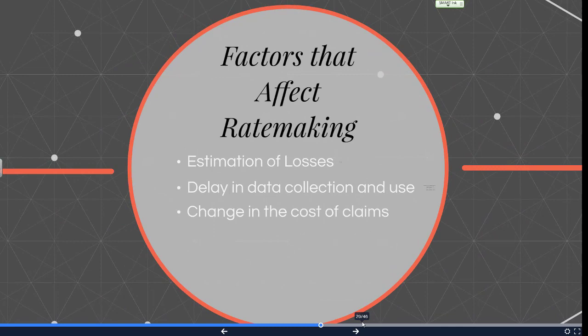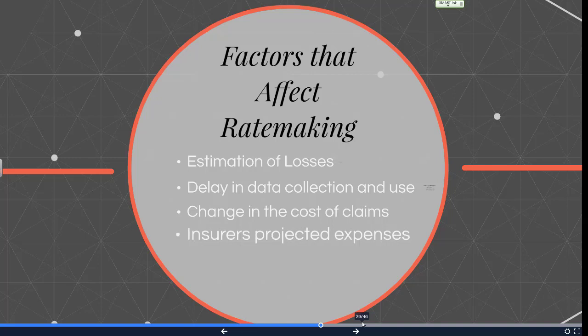Also, changes in the cost of claims affect rate making. In general, in property, the cost of repairing or replacing property goes up every year because of just natural inflation. This is also true for liability, both bodily injury and property damage liability. But it can be especially volatile in the liability area, with changes in public perception of pain and suffering and punitive damages, and in some cases regulation, which often limits punitive damages and pain and suffering claims.